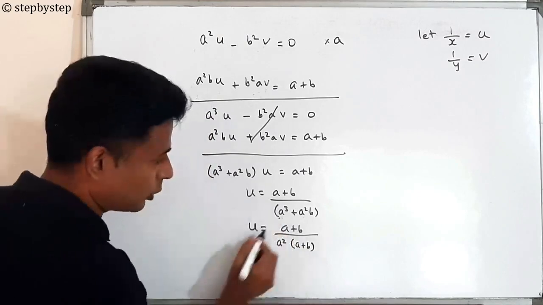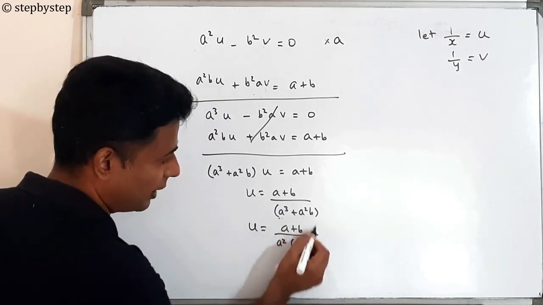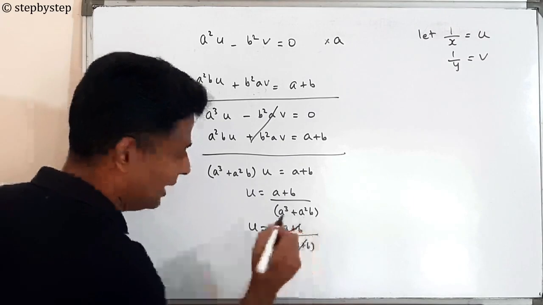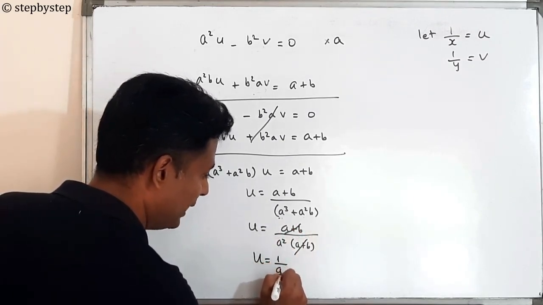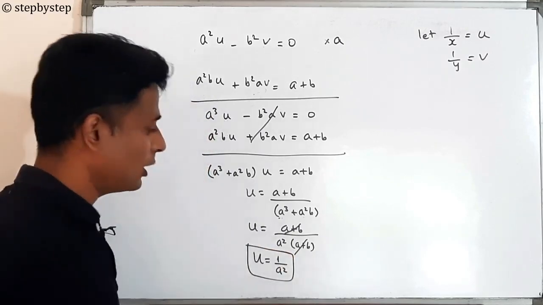A cube is there, I remove square, a remains, here I remove a square, b remains. So now this and this will cancel. So what do I get? u equal to 1 by a square. So I got the value of u.